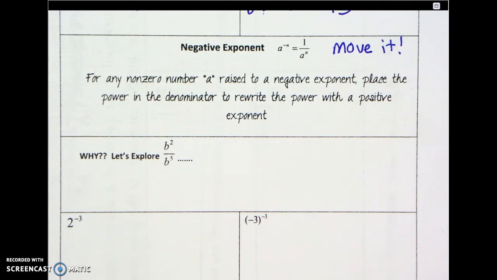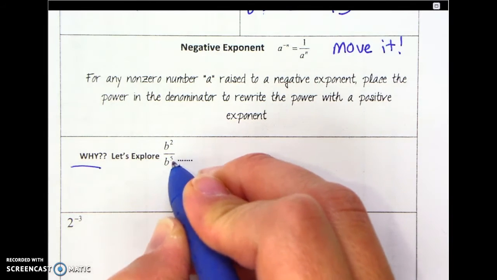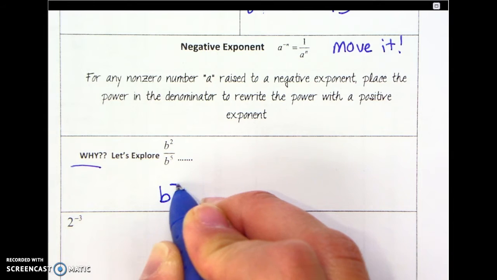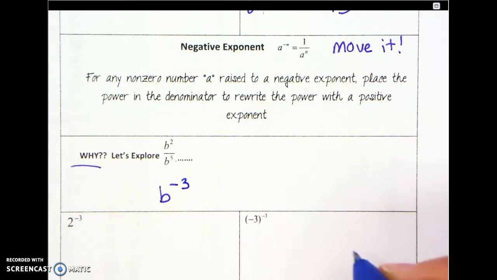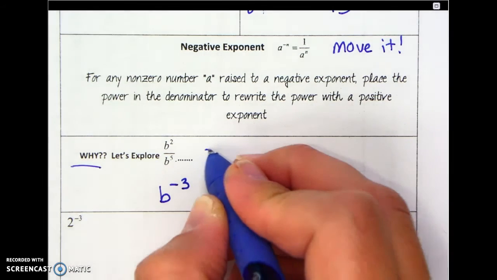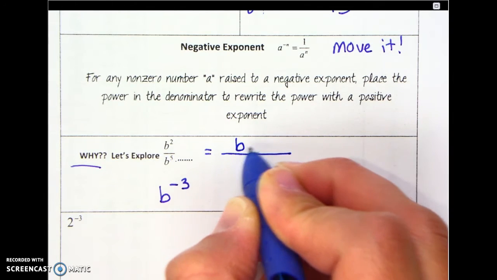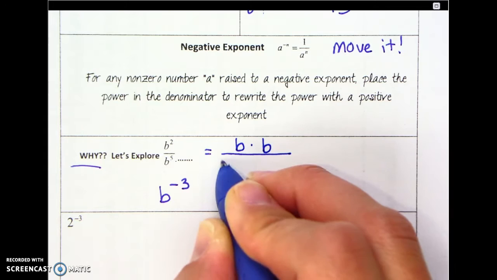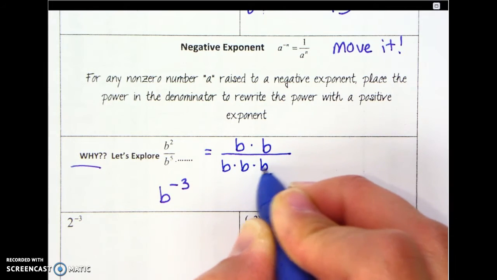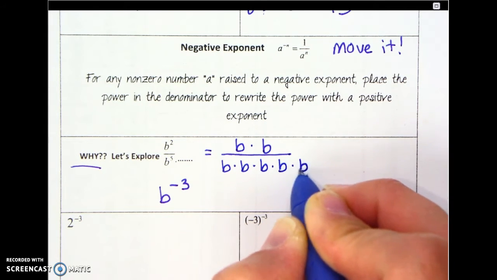Again, watch out for some in-class examples coming your way in addition to these. So, why? Well, do you agree if we were to subtract, we would get b to the negative 3? 2 minus 5 is negative 3. Okay, let's see what happens if we were to expand this. What is b squared? B times b. And what's b to the 5? B times b times b times b times b.